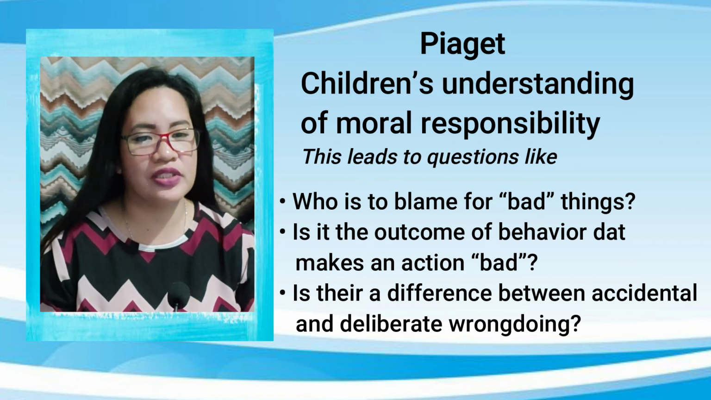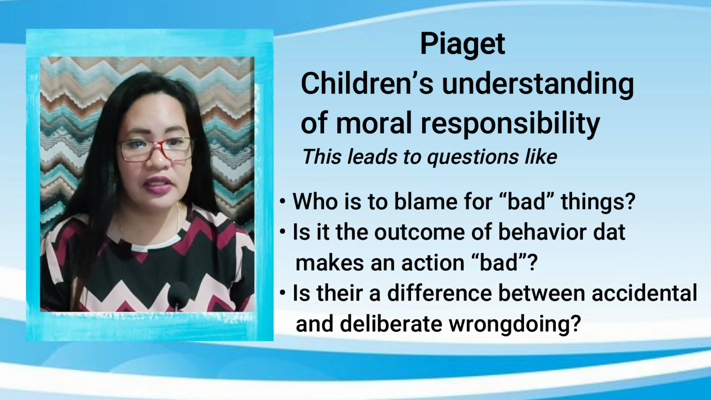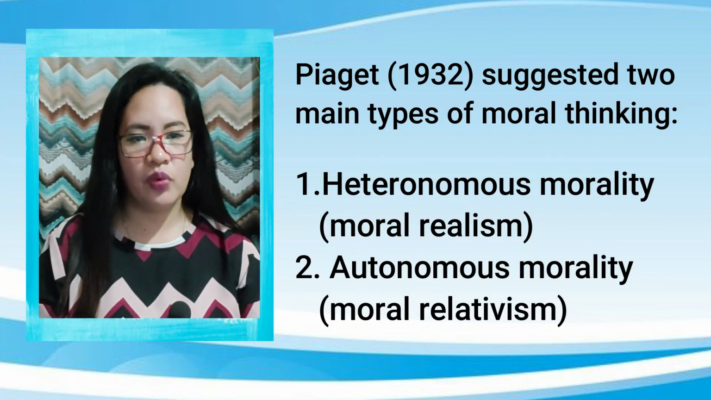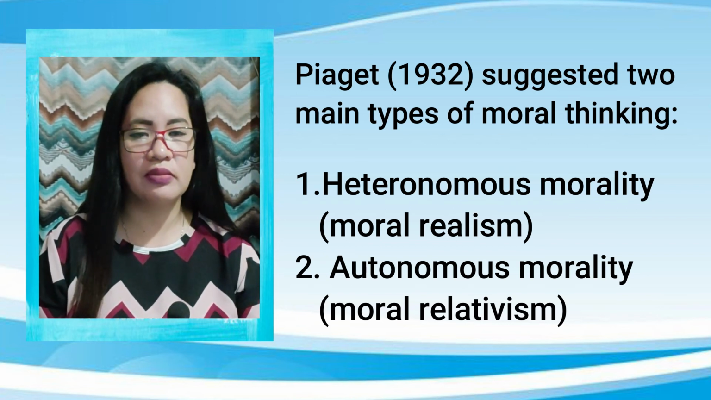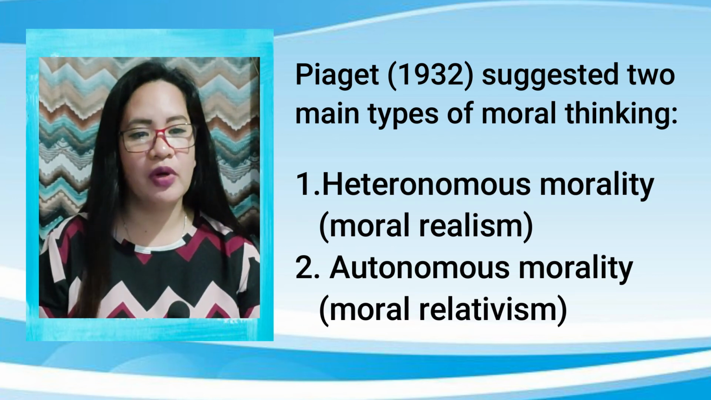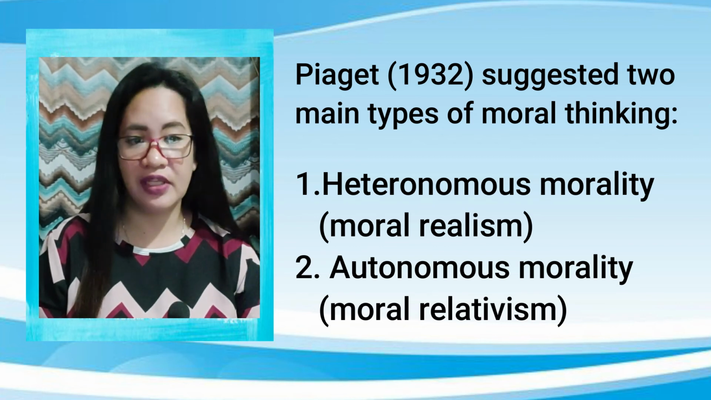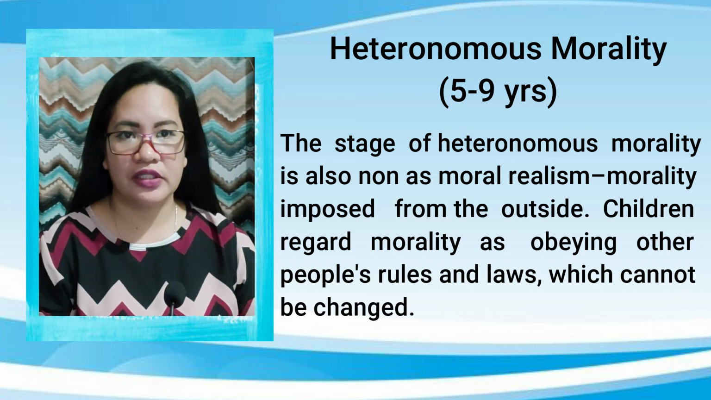This leads to questions like, who is to blame for bad things? Is it the outcome of behavior that makes an action bad? Is there a difference between accidental and deliberate wrongdoing? Piaget, 1932, suggested two main types of moral thinking: heteronomous morality, or moral realism; and autonomous morality, or moral relativism.